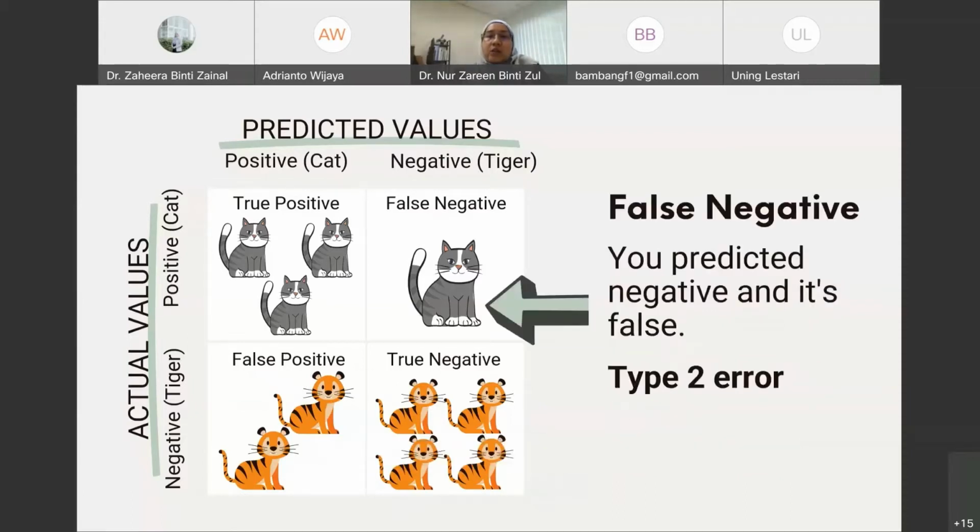And finally, we have what we call the false negative. Okay, so same way of reading it. So you have negative, you predict it as negative, but in actuality it is false, meaning it is positive. So in this case, you are predicting this cat here as a tiger. So you predict the value negative, tiger, but in actuality, it is a cat. So it's positive. So this kind of outcome is considered as a type 2 error.